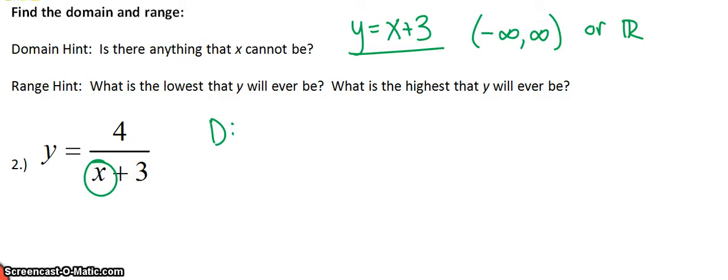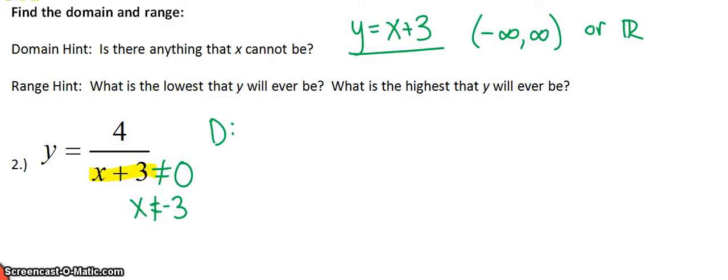So the only thing you wouldn't be able to plug into this function is whatever makes this denominator equal to 0. Okay, you do not want that to happen. You cannot divide by 0. So what value would I plug in for x to make this denominator 0? Now you can solve this equation, subtract 3 from both sides, you get negative 3.